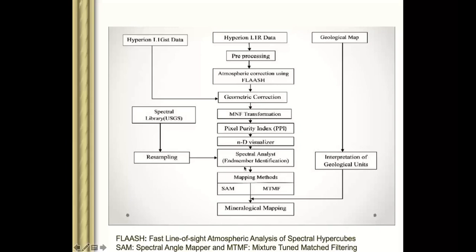End members are pure pixel members, and then we use these end members in our satellite image classification, and then we get our map.